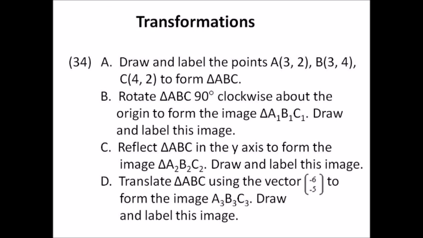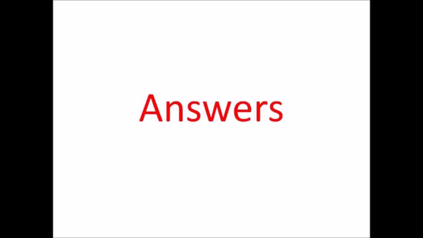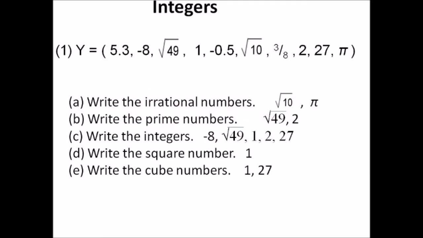Okay, here we get to the best part. Now we're dealing with the answers, guys. Let's see what you did for number one, integers. The answers are square root of 10 and pi, then square root of 49, 2, and negative 8; square root of 49 is 7; and then 1, 27; and 1; and 27.